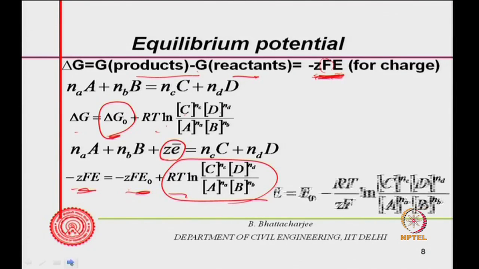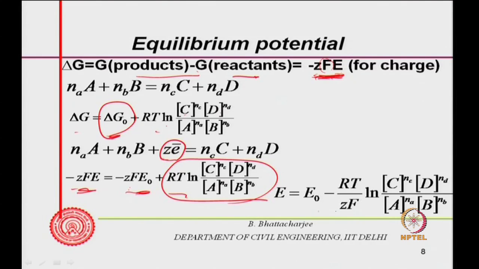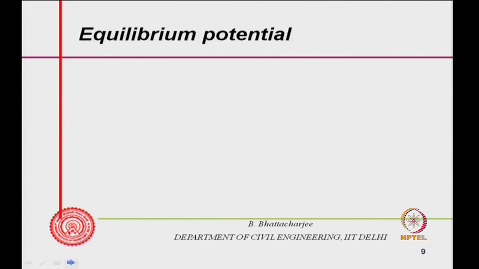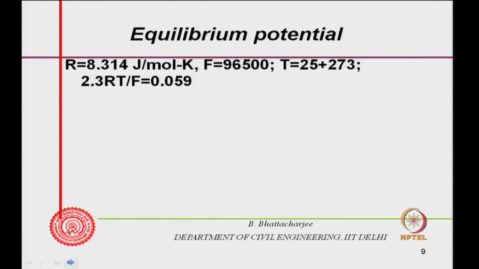So, dividing all sides by ZF, with RT by ZF, you get what is called the Nernst equation. What it shows is the electrode potential where a charge transfer is taking place. In an electrochemical reaction, charge transfer takes place. The electrode potential can be written in terms of the standard electrode potential, that is, the electrode potential under standard conditions, and can be expressed in terms of the concentration of the species involved in the reaction. For example, R, F and temperature T, because it was RT divided by ZF.